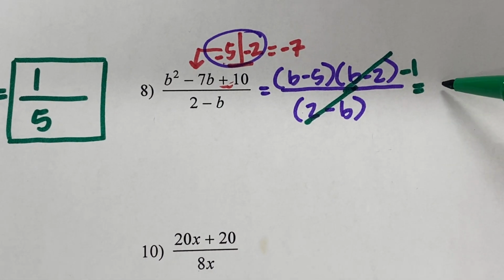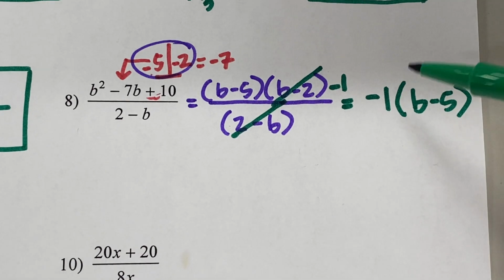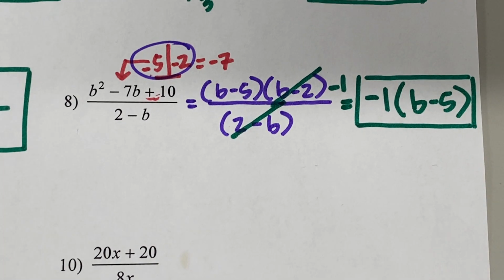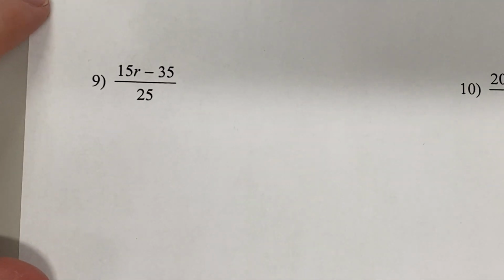So what we actually have is negative 1 on top times b minus 5. And you could distribute that out, but we're going to go ahead and just leave it like that. Negative 1 times b minus 5. Beautiful. 2 more.